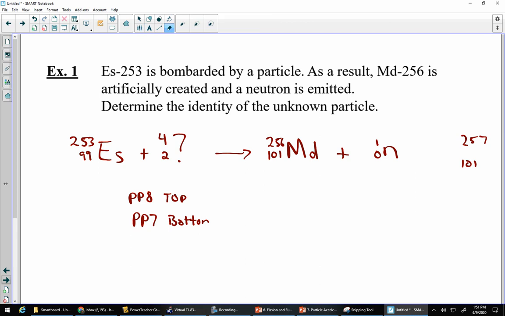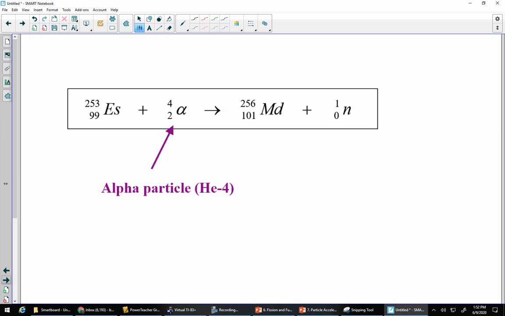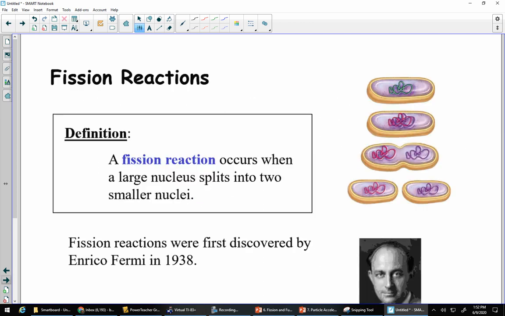Where's my eraser here? In order to make that physics principle 8 and physics principle 7 hold true. So what that means for us, well, what's got an atomic mass of 4 and an atomic charge of 2? That sounds like an alpha particle. So it must have been an alpha particle that smashed into that Einsteinium 253. Very cool. Oh, look at that. I had the answer already up there for me.